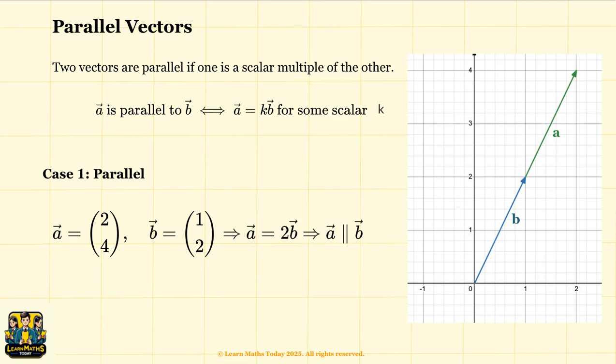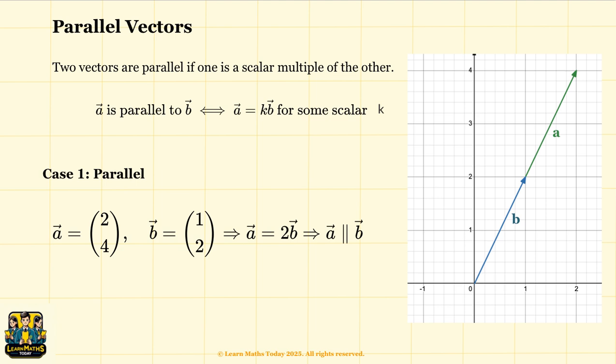Now let's look at the properties of parallel vectors. Two vectors are parallel if one is a scalar multiple of the other. This means that you can multiply one vector by some scalar number and it will become the other vector. This number is called the scalar k. In symbols, we write it as vector A is parallel to vector B if and only if vector A equals k of vector B, where k is a scalar.